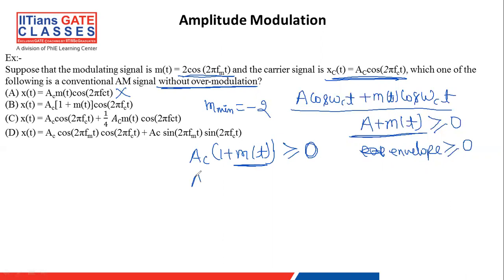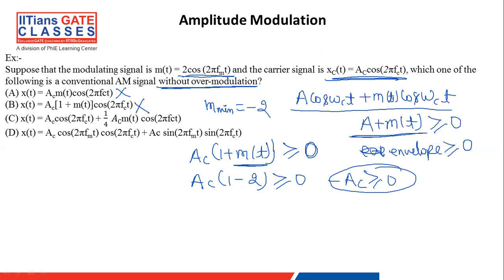So let's put it here. It will be AC into (1 minus 2) greater than or equal to 0. So this will become minus AC greater than or equal to 0, and this is not possible. Since this is not greater than 0, this is not following this property, so this will not be an AM signal without over modulation. Here there is an over modulation. Now let's go to the third case.